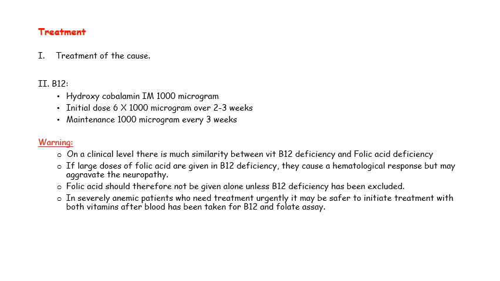The treatment: first, I have to look for the etiology, and I have to correct the etiology. Second, I will supplement the patient with the deficient factor. So B12 can be given as hydroxocobalamin intramuscular, 1,000 microgram. The initial dose is 6 times over 2 to 3 weeks. Then the patient can be maintained with 1,000 microgram every 3 months.